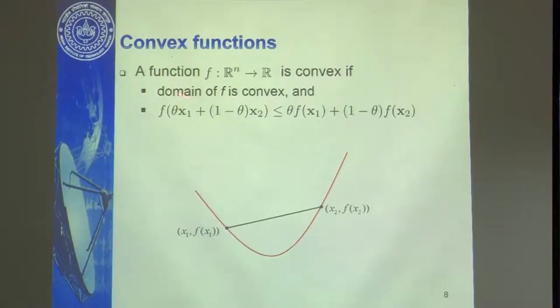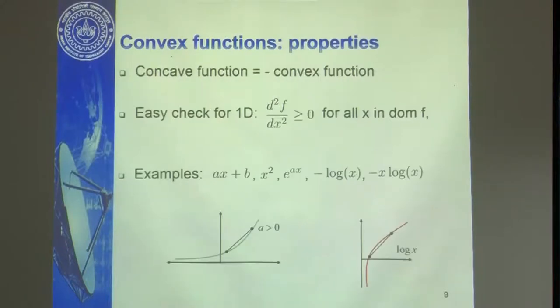Note that this definition is called the zeroth order definition because it does not assume that f is differentiable. f can be anything, it can be non-differentiable, anything. This definition should always work. And if this definition holds, then we say that f is convex. Right, so this is the definition of a convex set and convex function.